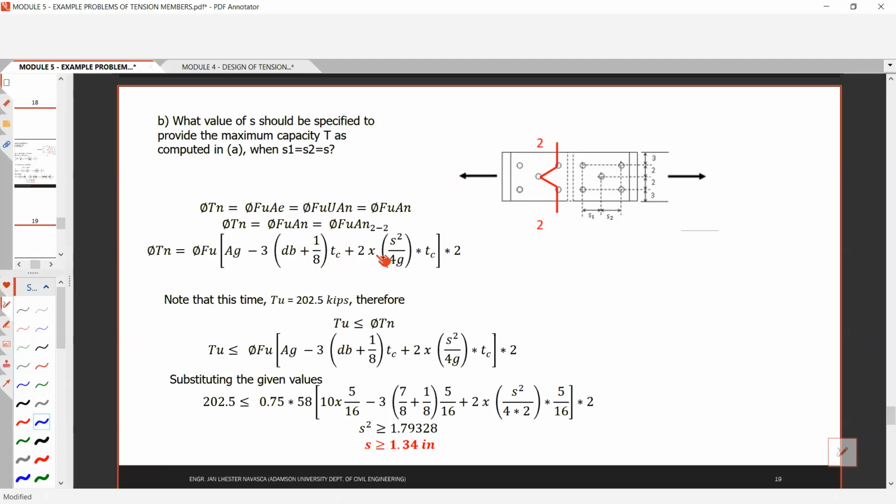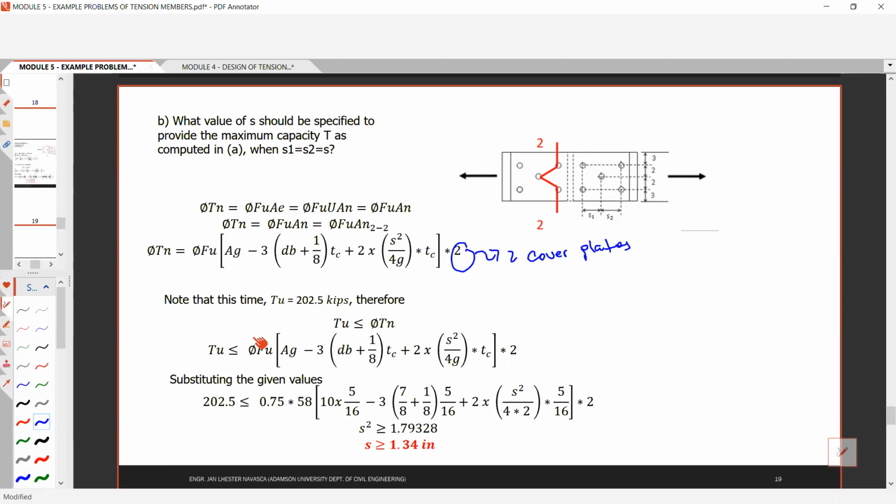Cochrane's equation correction factor. You have this one, this is S1, and this is S2, which is also equal to S. Therefore you have 2 times S squared over 4g. This is your first Cochrane equation factor, and this one is the second Cochrane correction factor, multiplied by the thickness of the cover plate, multiplied by 2 for the 2 cover plates. Take note that this time your Tu is 202.5 kips based on problem A.